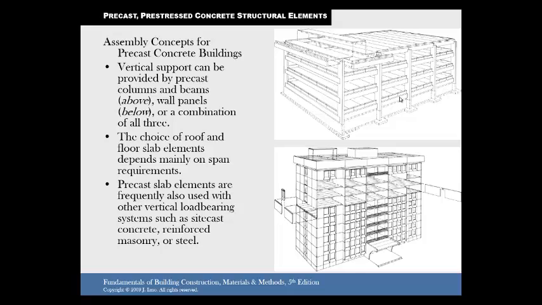The vertical support can be provided by the columns and the beams. The choice of the roof and the floor slab elements depends on the span, what's needed. The precast slab elements are frequently also used with other vertical load-bearing systems. So you can see here how it would kind of come together. They've shown you a little diagram. And again, these slides are online, so you can study them.